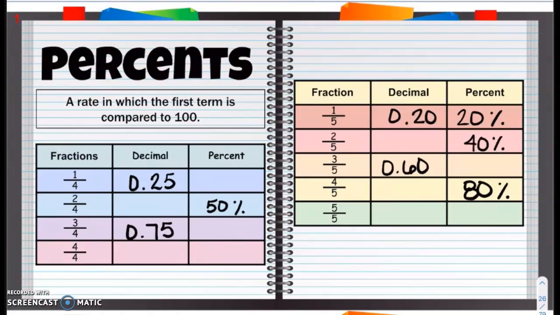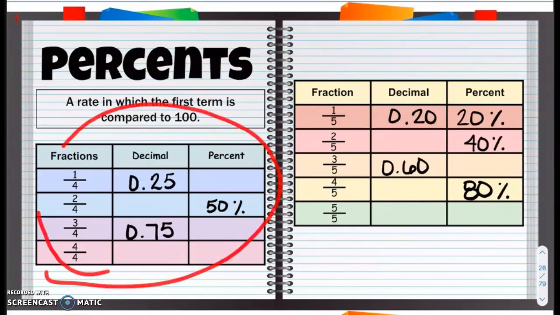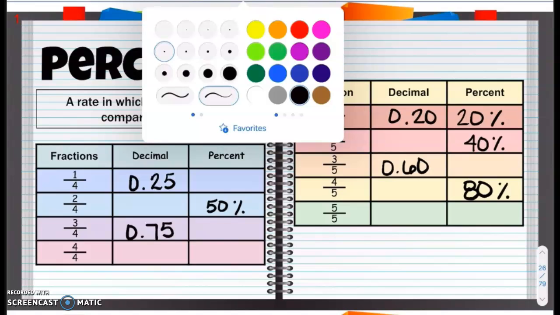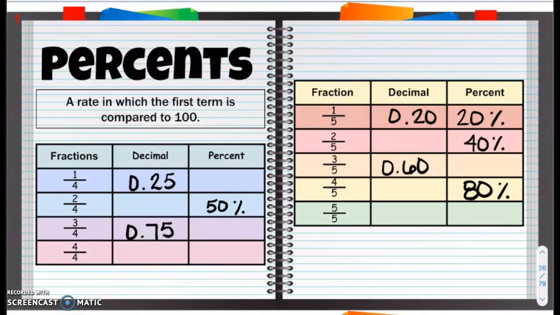January 12th, 2021, percent. Remember, a percent is going to be a rate in which the first term is compared to 100. So we're going to take a look here at two tables. So we have fourths and then we have fifths. So first of all, in this table on the left, we do have some filled in for us. We are going to take a look at these and notice that we have the fraction, decimal, and the percent.